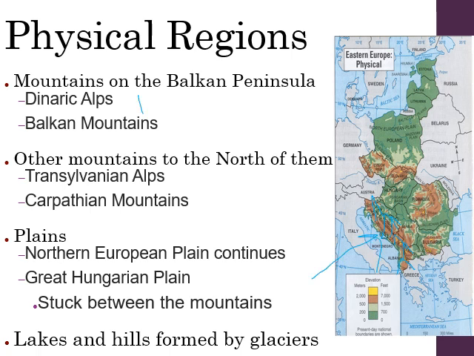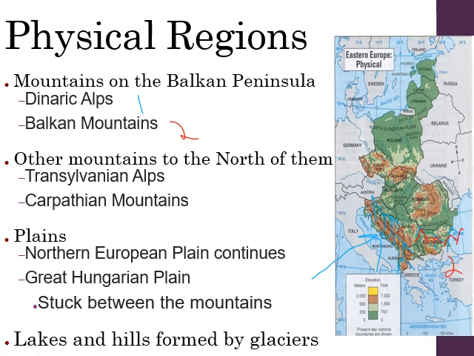Then the Balkan Mountains run along the bottom right here, and I'll try and pick a color that you can see a little better, maybe red. The Balkan Mountains go in here, and so that's number 2.